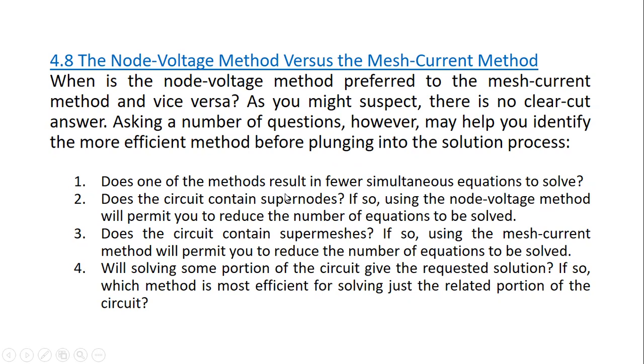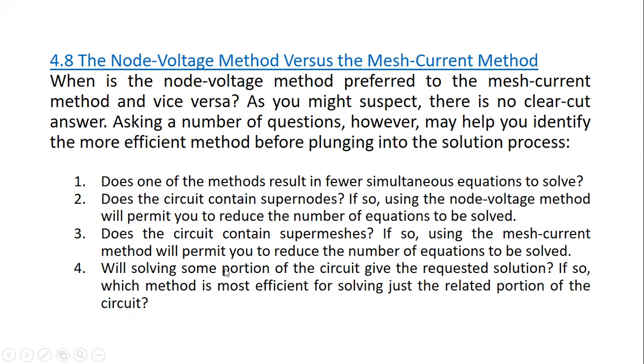Does the circuit contain supernodes? If the supernode is difficult for you, I will see whether I have a supernode, then I can go to the mesh analysis. If so, using the node voltage method will permit you to reduce the number of equations to be solved. So you will have 2 equations, and the third one is from inside the supernode. Does the circuit contain a supermesh? And if so, using the mesh current method will permit you to reduce the number of equations to be solved.